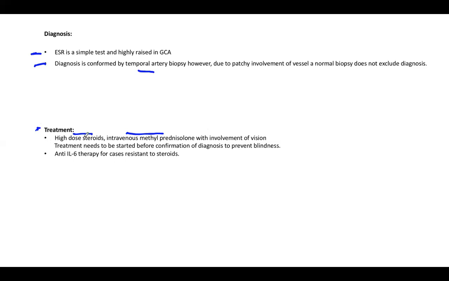We can start treatment even when there is no involvement of vision, but in that case we can start oral steroids. When vision is involved, we start methylprednisolone, and it gives a very good clinical response. So the things to know: it can cause blindness, there is no need to confirm the diagnosis before you start steroids, and the simple test is doing ESR.